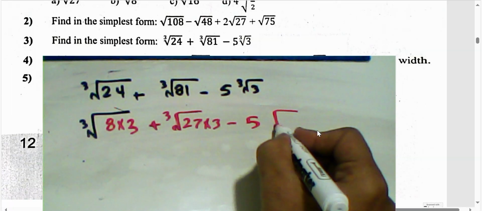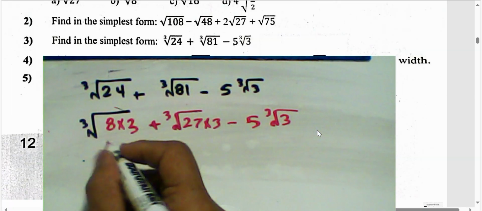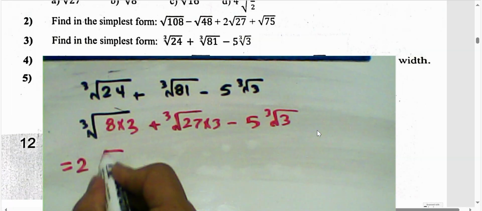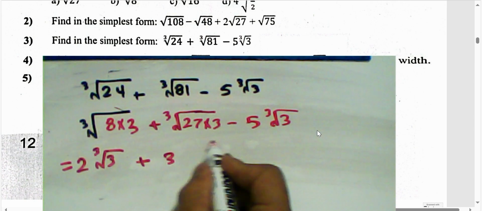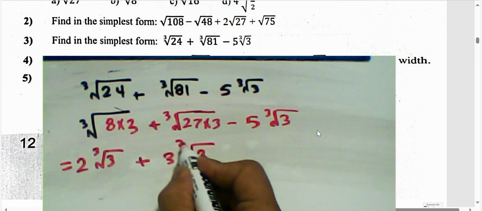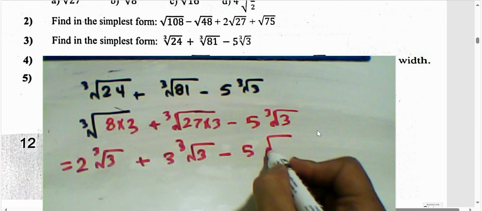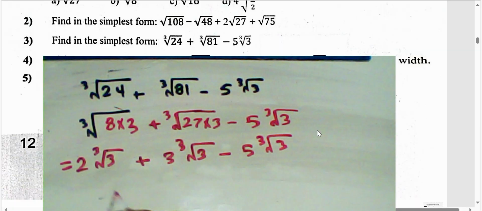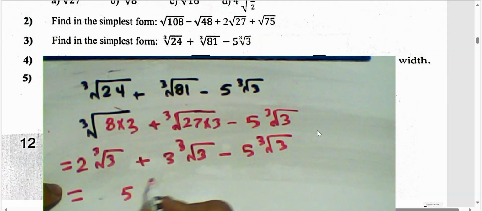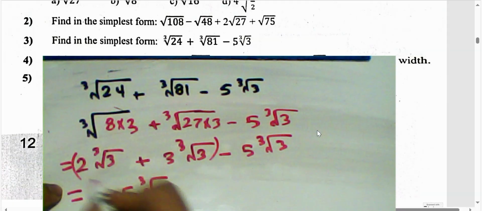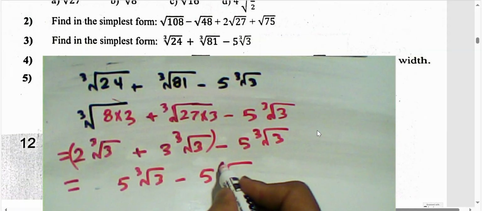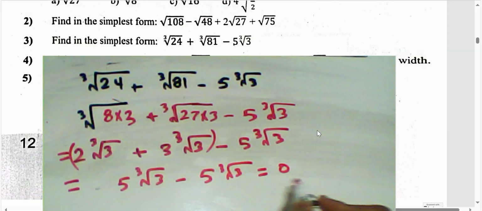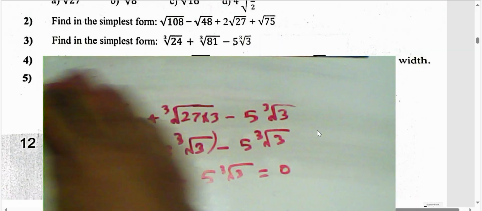And also write 5 cubic root of 3. Cubic root of 8 equals 2, then the answer will be 2 cubic root of 3. And cubic root of 27 equals 3, so 3 times cubic root of 3, subtract 5 cubic root of 3. Then 2 plus 3 is 5, 5 cubic root of 3, subtract 5 cubic root of 3. Then the answer will be 0. The difference between them is 0. We have a number and the negative inverse of this number.